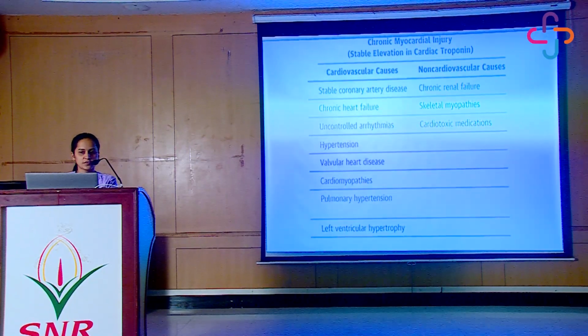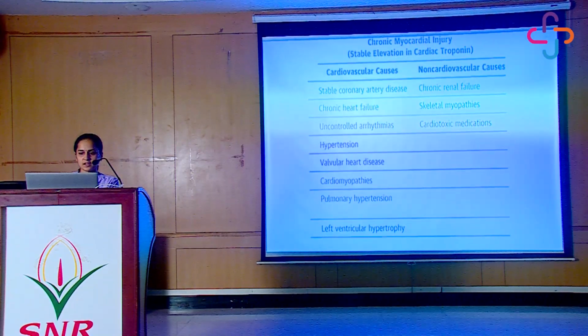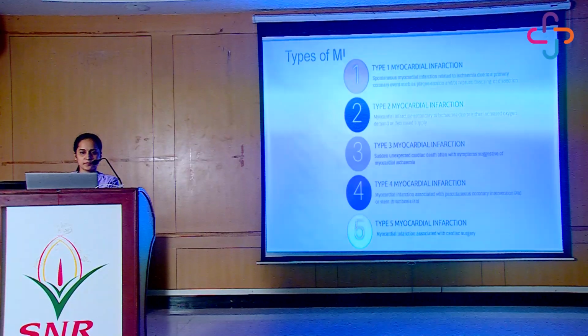And causes of chronic elevation in the cardiac troponin: the cardiovascular causes could be stable coronary artery disease, chronic heart failure, hypertension, any valvular heart diseases, cardiomyopathies, pulmonary hypertension and left ventricular hypertrophy. And the non-cardiovascular causes could be chronic renal failure, skeletal myopathies and cardiotoxic medications.